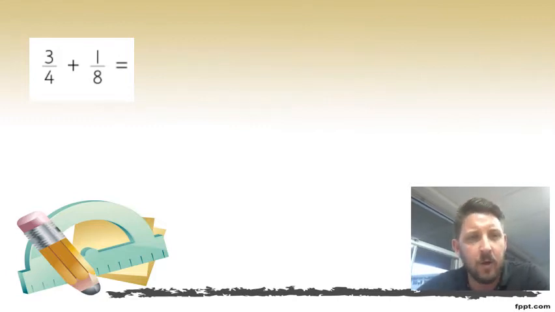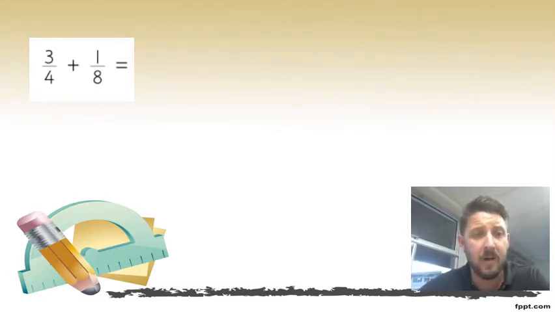Now, last lesson, we learned about equivalent fractions, which in a nutshell was if whatever you do to the top, you do to the bottom. So if we look at this one in particular, we're going to say, is there a way that we can change one of these fractions so the denominator looks the same as the other one? Straight away, I look and I go, oh, I can turn 4 into 8.